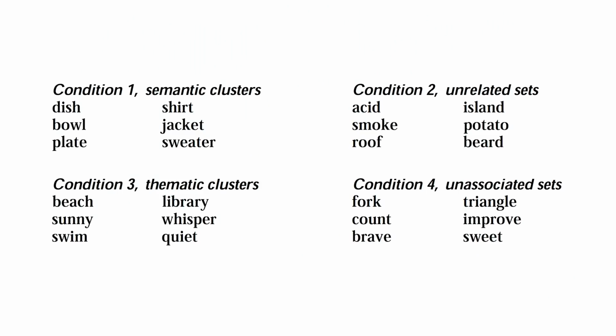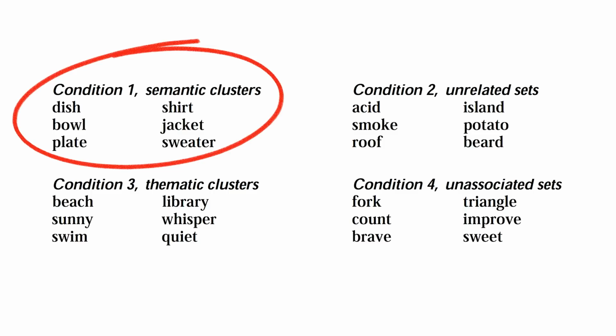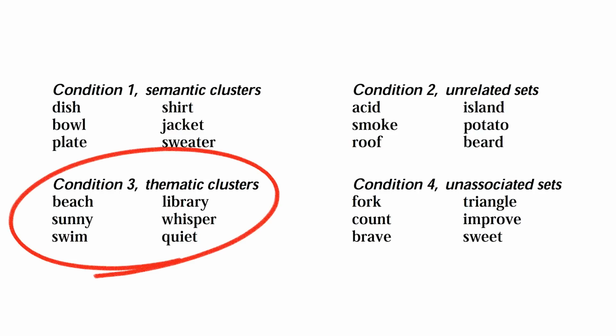Let me give you some examples. Instead of learning synonyms or near synonyms like dish, bowl, plate, or shirt, jacket, and sweater, you should be learning them in themes like beach, sunny, swim, and library, whisper, and quiet. So now you have one of the secrets to effective vocabulary learning.